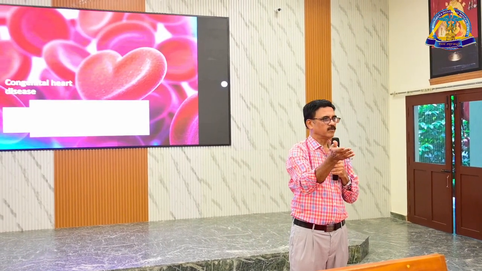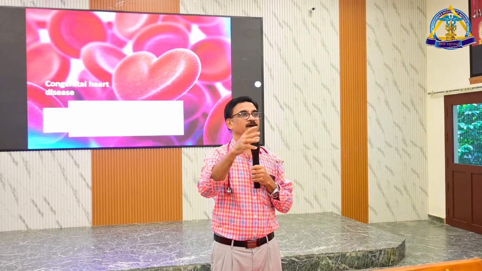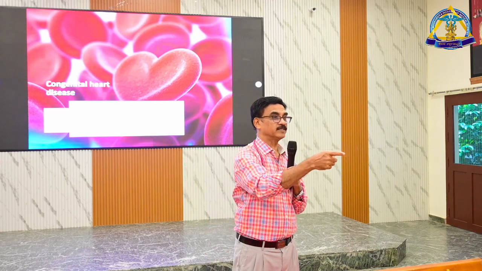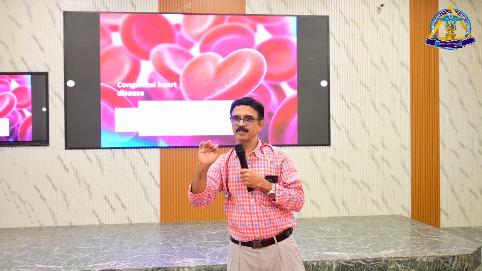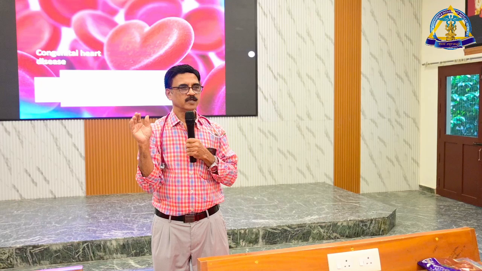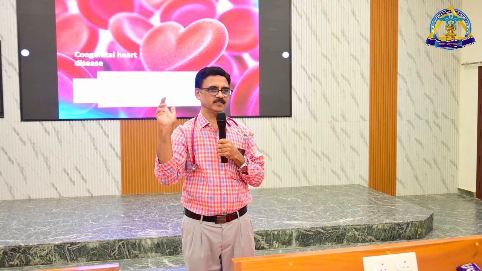In ASD and VSD, is the shunting left to right or right to left? Left to right. So the shunt can be right to left or left to right. If it is left to right, it will be acyanotic. If it is right to left, cyanotic. So all these shunt lesions we mentioned are left to right, that is acyanotic. Okay. So what about the obstructive lesions? What we have told is the shunt lesion. The other one is the obstructive lesion.